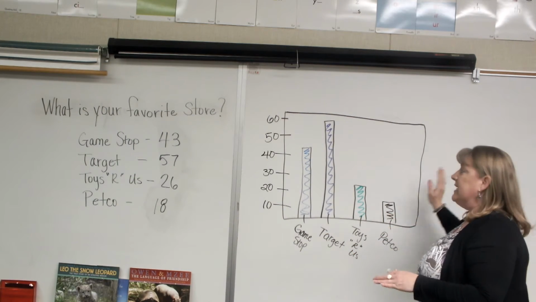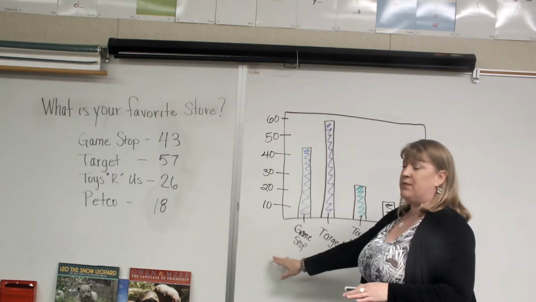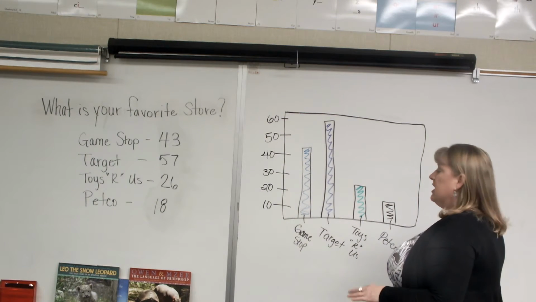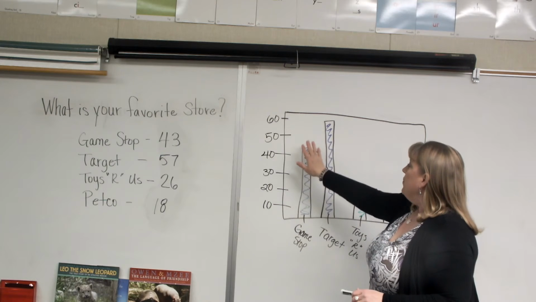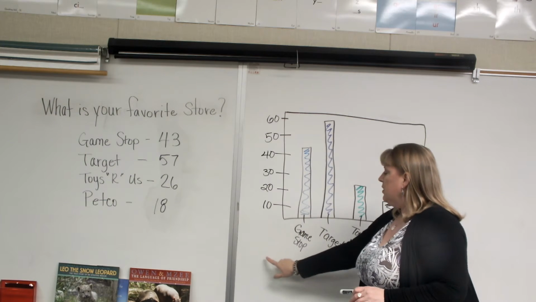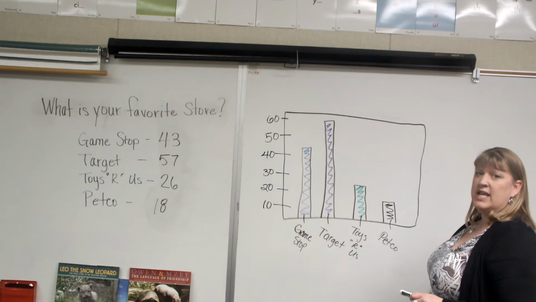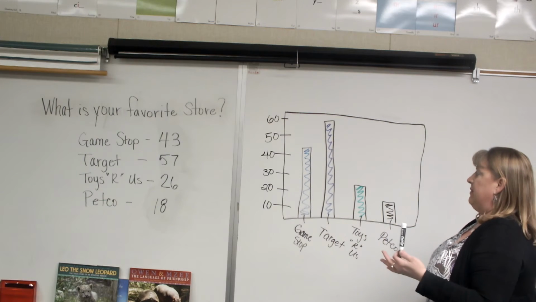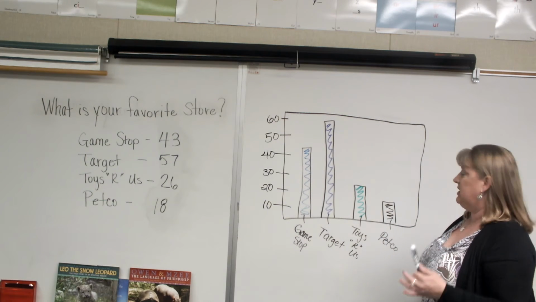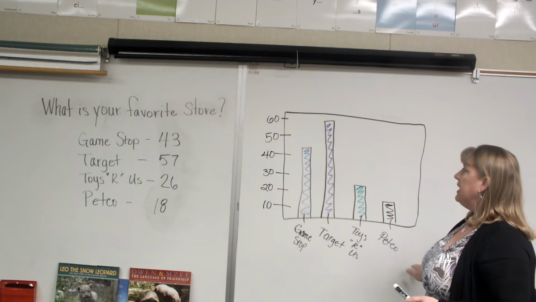Tomorrow we'll look at taking these bar graphs and putting them on a line plot. So that's what we'll look at tomorrow. We'll take GameStop and we'll put it on a line plot showing that GameStop had 43 students that was their favorite store. Same thing with the other stores.